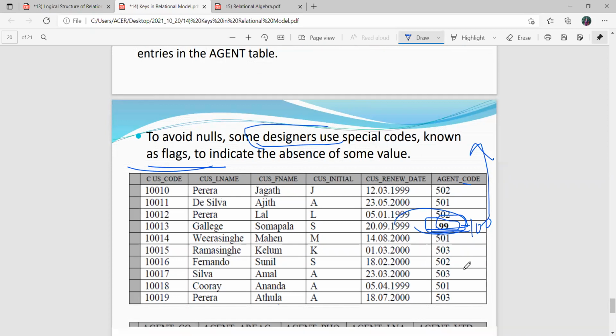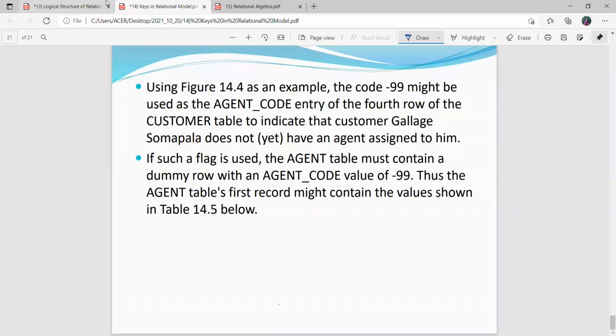Okay, so that's all about the relational model. Do you have any questions? This is session number, that means lesson number 9. Do you have any questions?